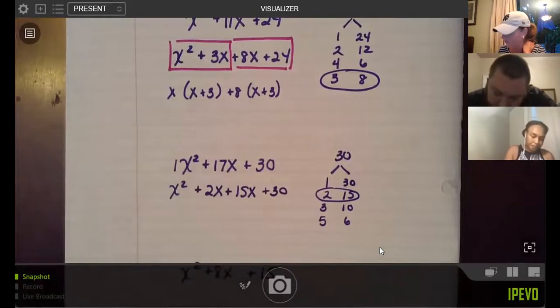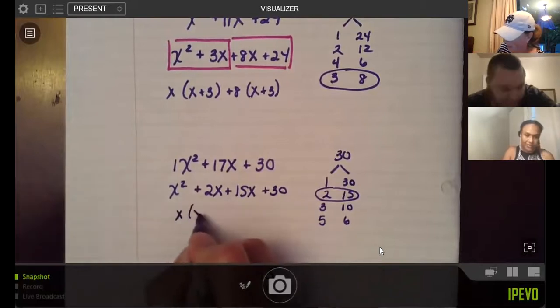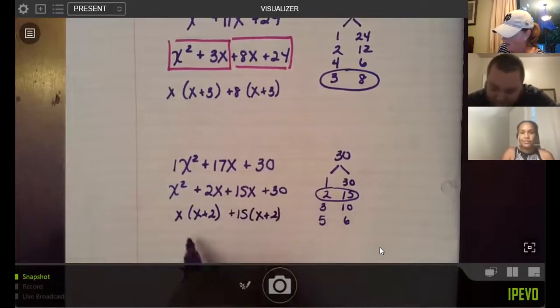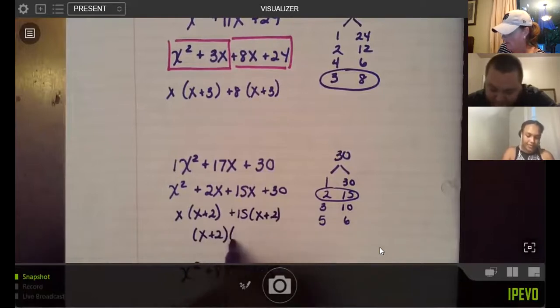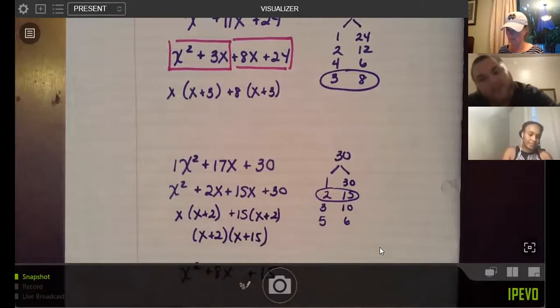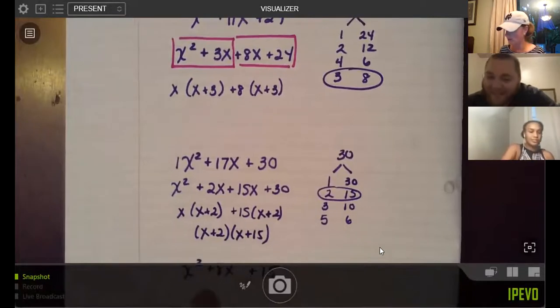Yes. Now we can do the box. X squared, X, then you just box it up. X plus 2. Oh my gosh, this is so much easier. I'm telling you. X plus 2, X plus 15. Wow. So did you guys get x plus 2, x plus 15? Yeah. Wow. Do you want to try this one?